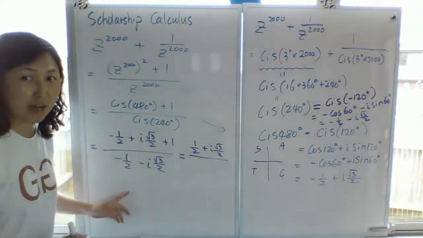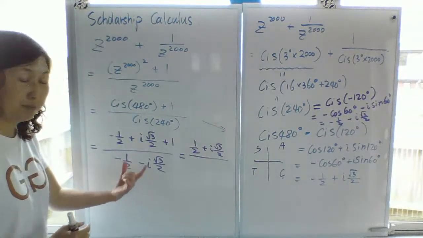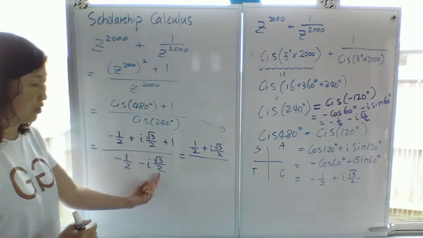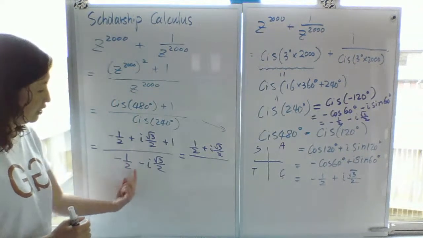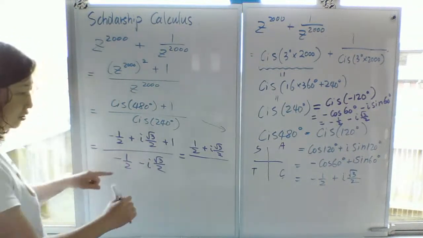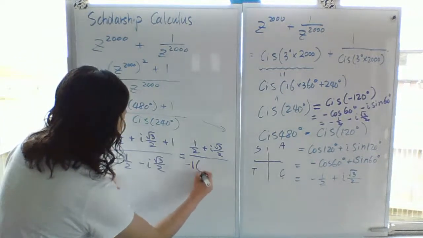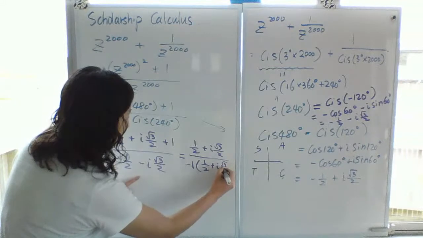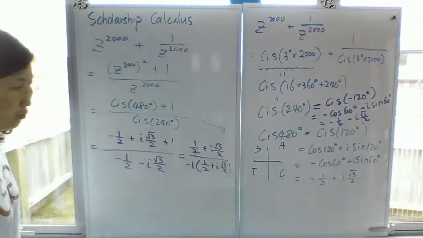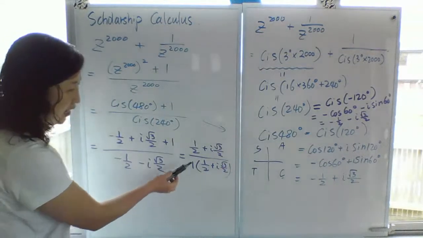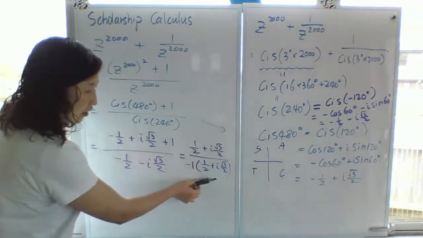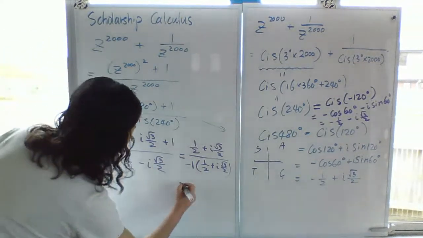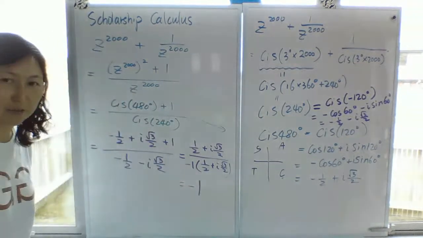It's actually looking quite good, because if you look at the bottom part, I also got half and root 3 over 2. Now, if I take negative 1, the common factor, out from the bottom, what I have in the bracket is half plus i root 3 over 2. Now you can see I can cancel the common factor on the top and the bottom. So the final answer will be negative 1.